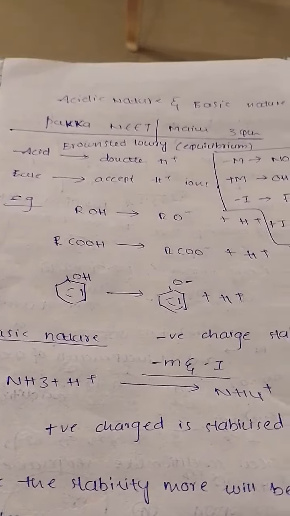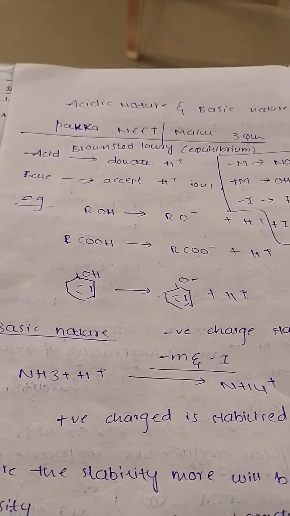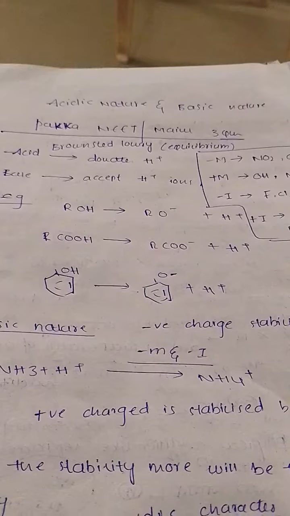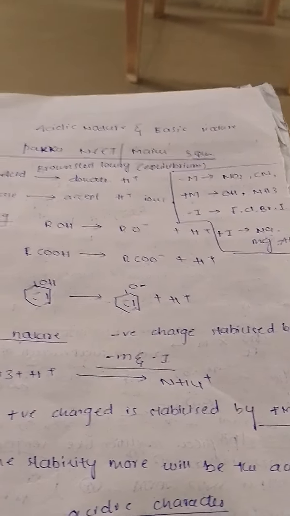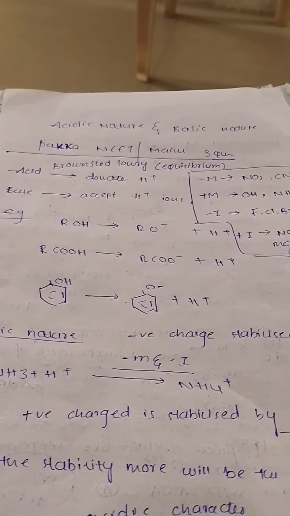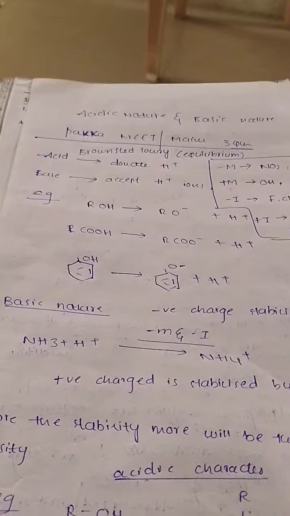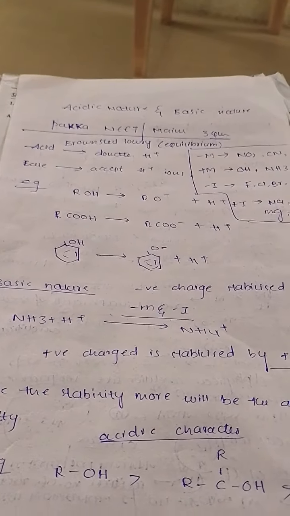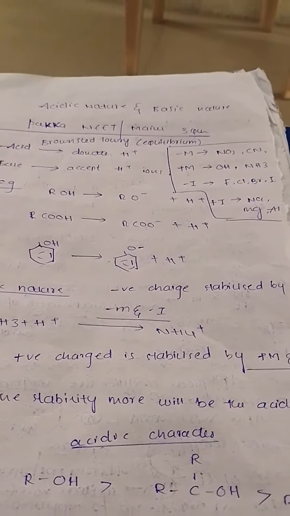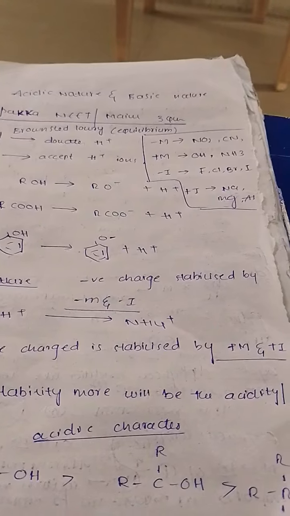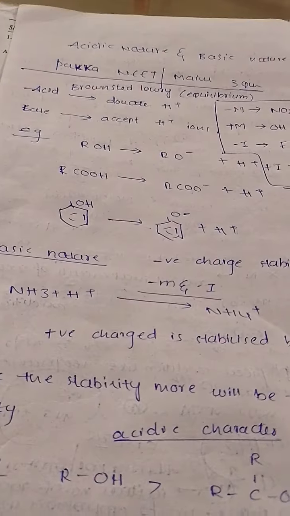For example, consider ROH. In ROH, cleavage of the O-H bond gives RO minus plus H plus. Alcohol is donating H plus ion, so it is an acid. Another example is carboxylic acid: cleavage of the O-H bond gives RCOO minus plus H plus. And in a similar way, phenol.